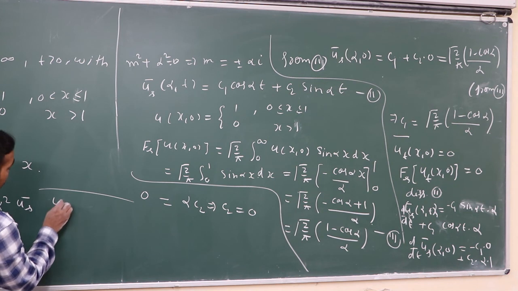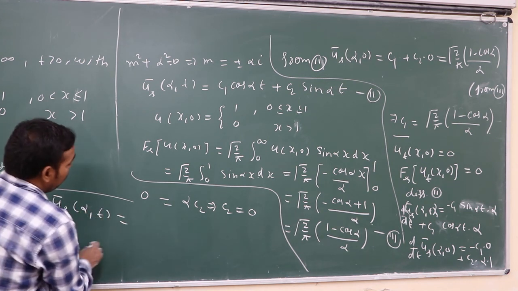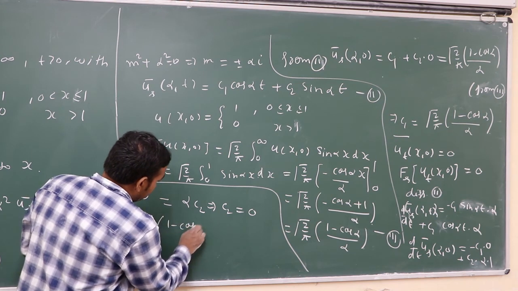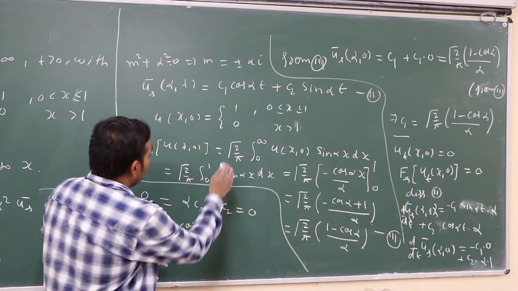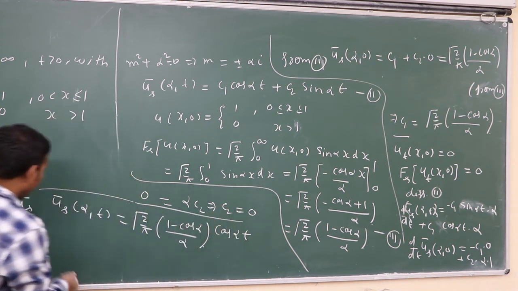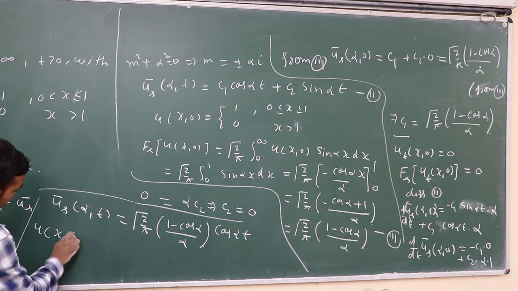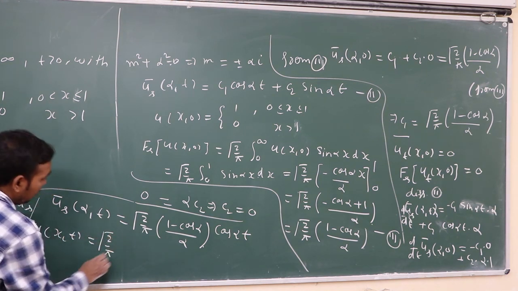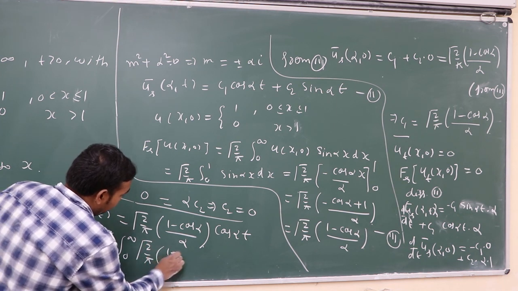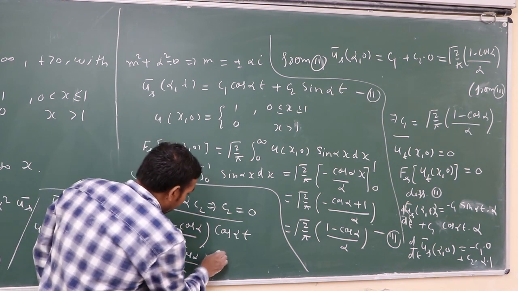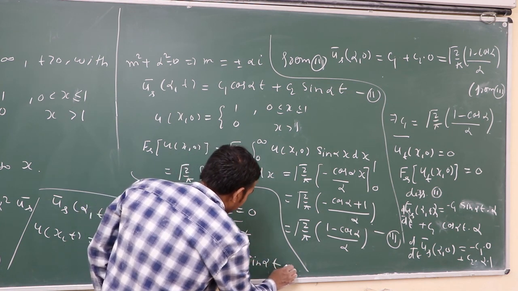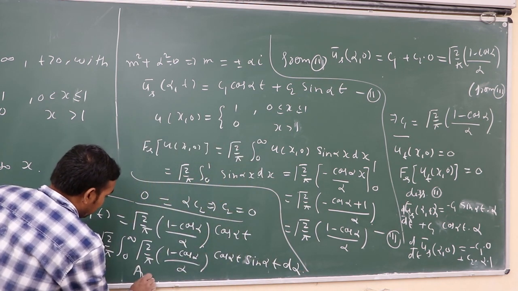We can write u s bar alpha t equal to c1 cos alpha t, where c1 is under root 2 upon pi, 1 minus cos alpha upon alpha, and c2 is 0, so that term is 0. So we simply get the answer: u x t equal to under root 2 upon pi, integral 0 to infinity, under root 2 upon pi, 1 minus cos alpha upon alpha, cos alpha t and sin alpha x, d alpha. So finally we get the answer.